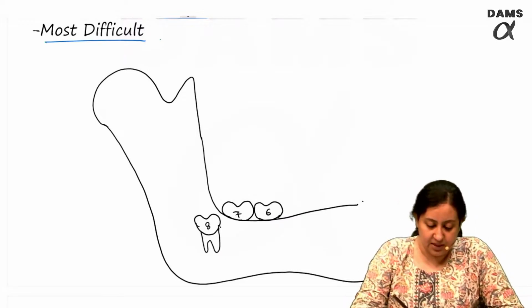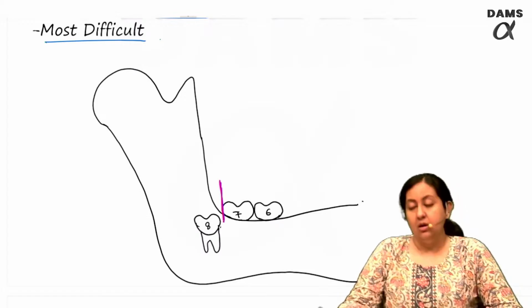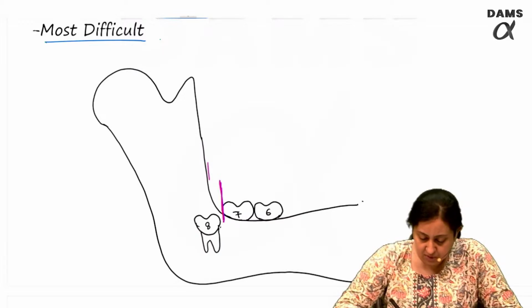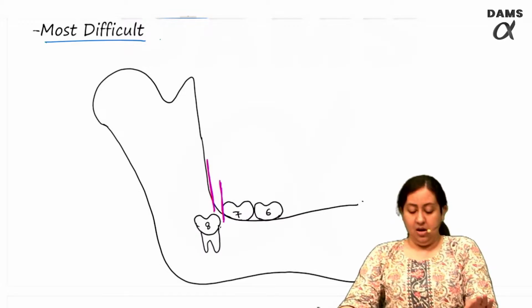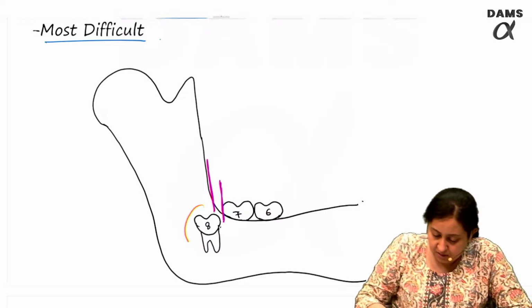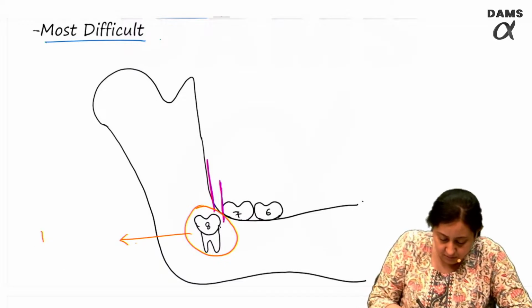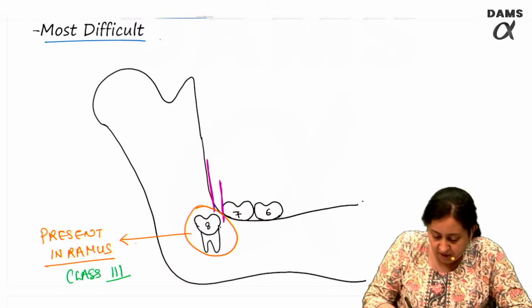Okay, now see carefully. Here you will see that the distal surface of 7 is almost confluent with the anterior border of ramus. There is no space. Alright, and this particular tooth is in ramus. So this becomes your class 3.